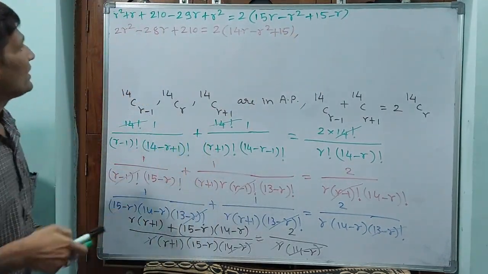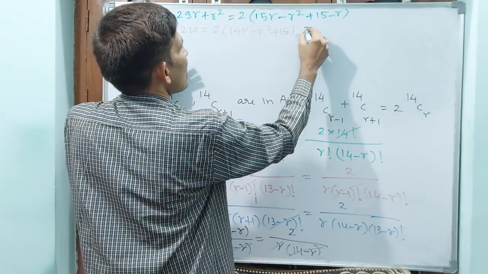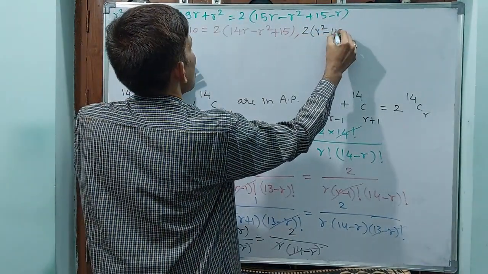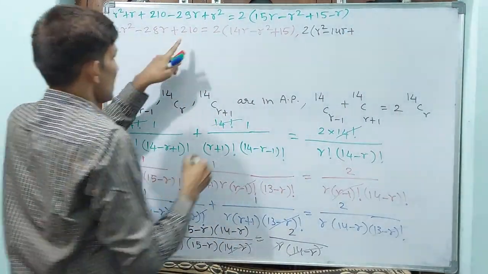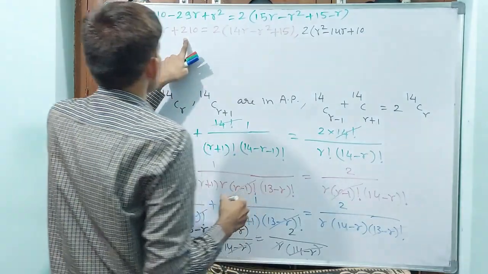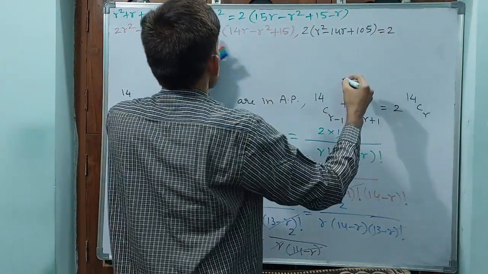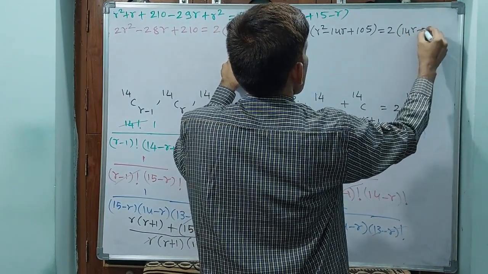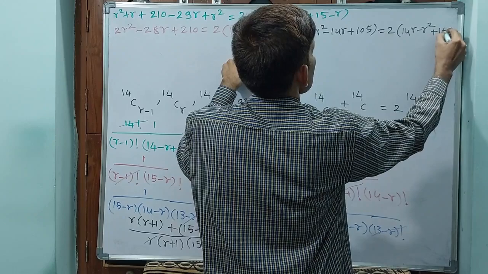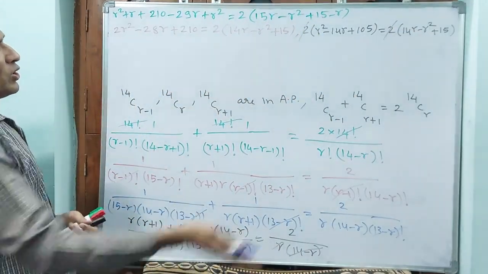Okay, now you see here I want to take 2 common. If I take 2 common here, you see what will happen. 2 if I take common, r square minus 14r plus 2 10s are 20, 2 5s are 10. Okay, that is equal to 2 times of 14r minus r square plus 15. Okay, now we cancel out these 2. Okay, now we bring r one side.